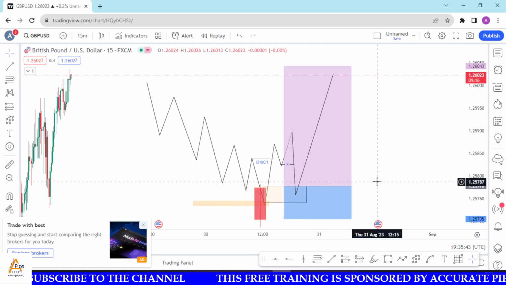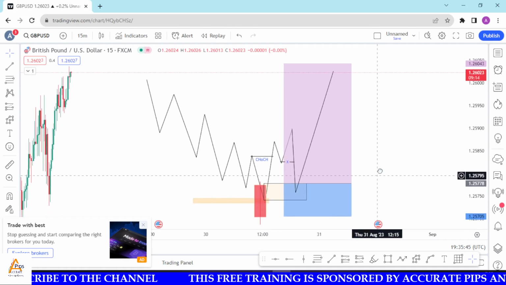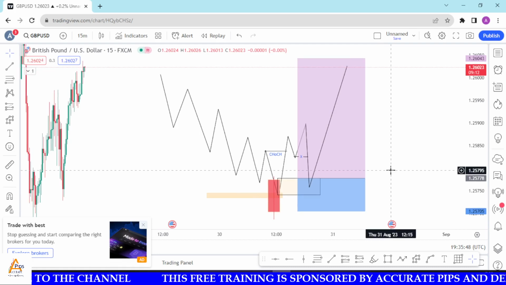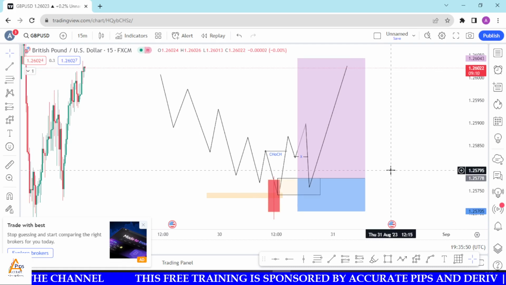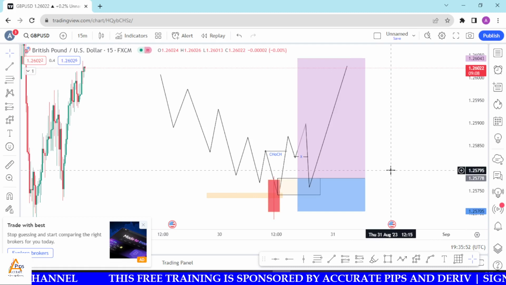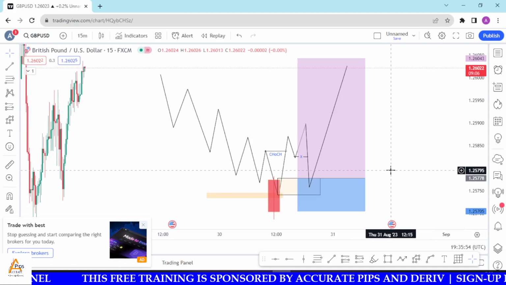Just doing this order block. What is the big player doing by creating this order block? What's the logic of this order block?